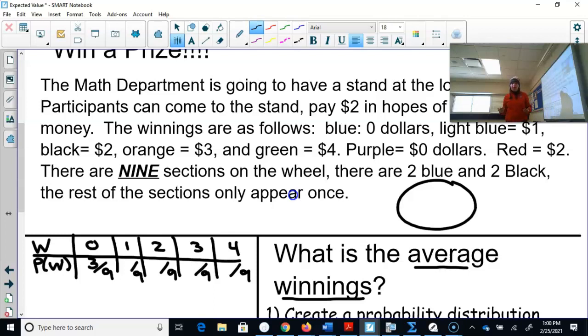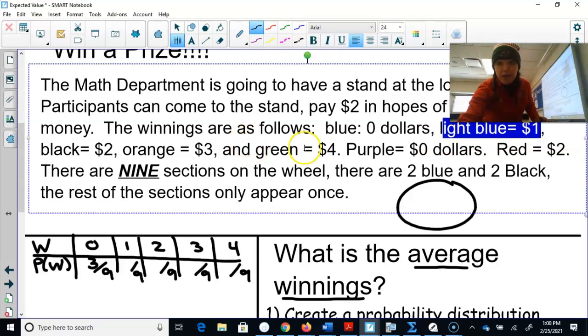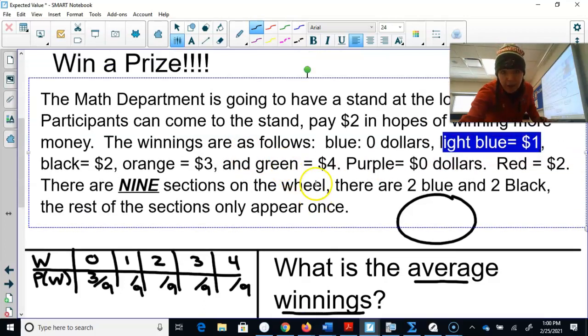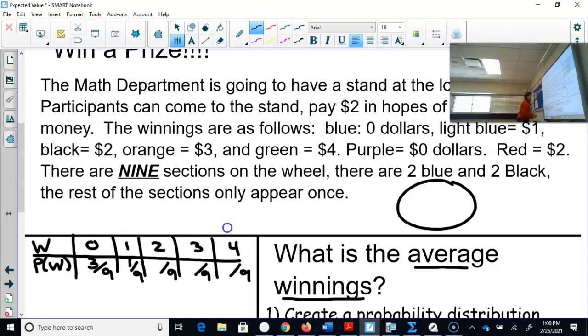Now let's talk about how we can win $1. I can win $1 if I land on the light blue space here. I don't see another place where I can win $1 if I read through it. And so as a result, I can win $1 in one place. So the probability of winning $1 is 1/9. Okay?